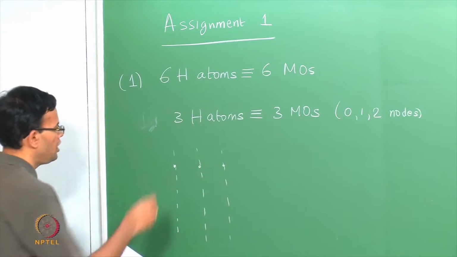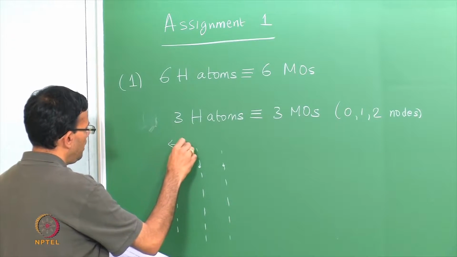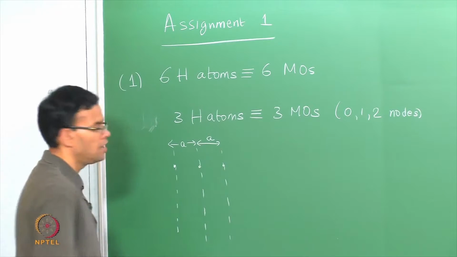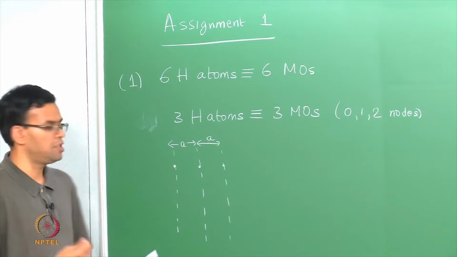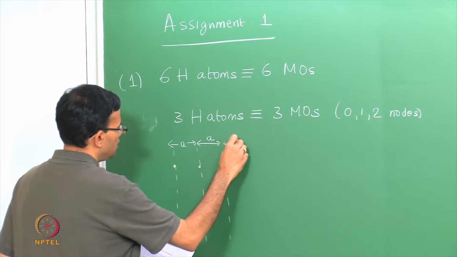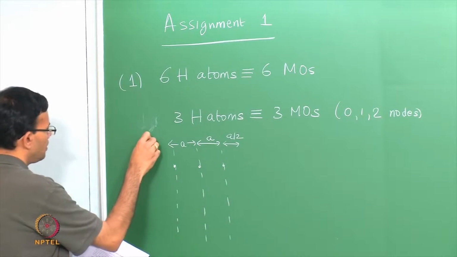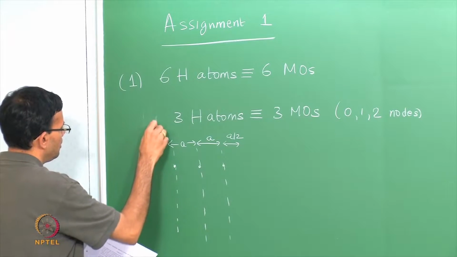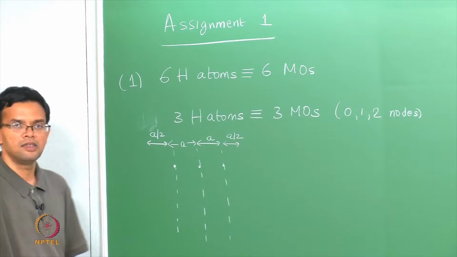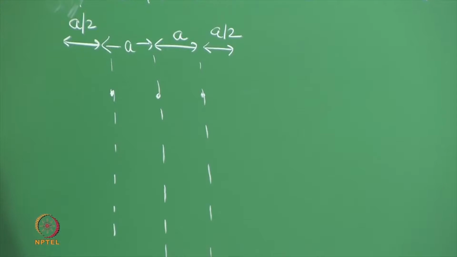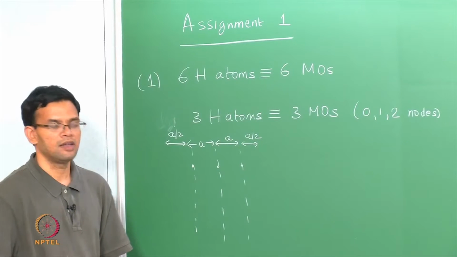Let the distance between the hydrogen atoms be a. So, this is also a, and just for the sake of symmetry, we consider a distance a over 2 from one side and a over 2 from the other side. So, the total length is 3a. So, we can draw 3 molecular orbitals for this particular case.